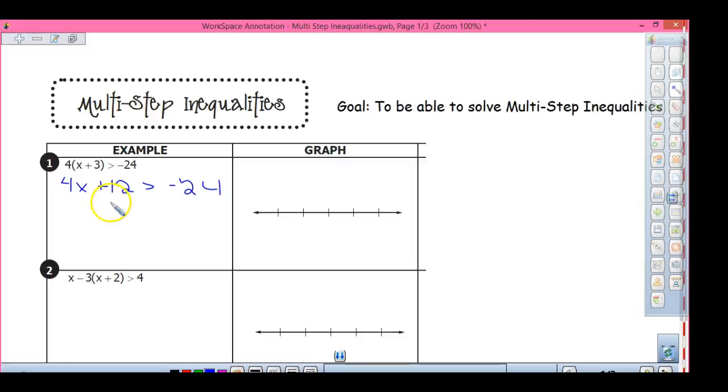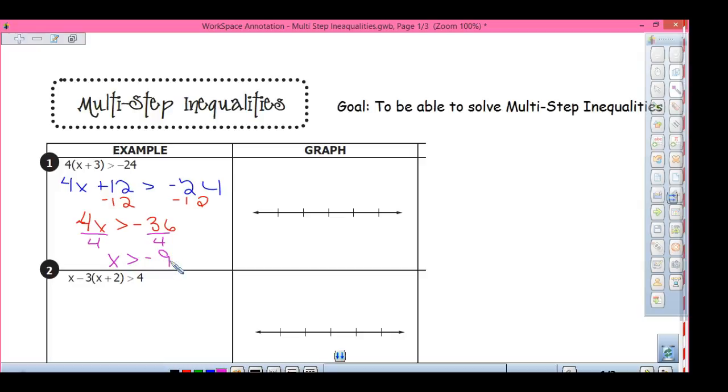All right, so then what do we do? Subtract 12. So 4x is greater than negative 36. Then what do we do? Divide by 4. So x is greater than negative 9.